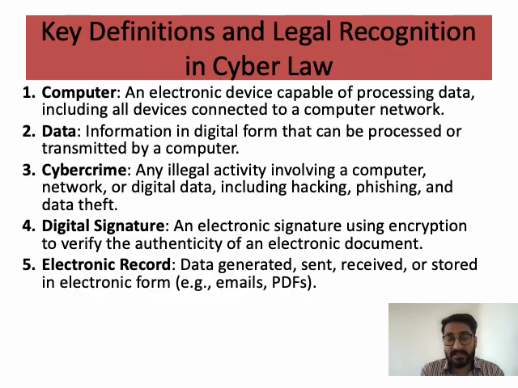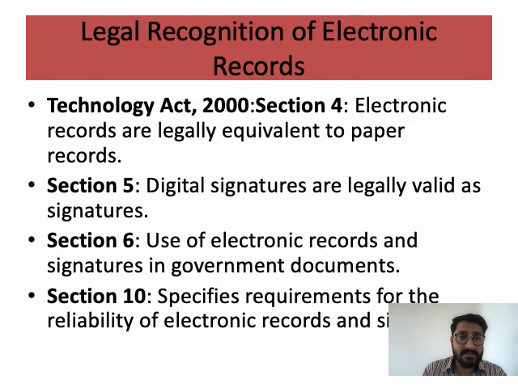Again, we have the digital signature and electronic signature, using encryption to verify the authenticity of an electronic document. Again, we have the electronic record. An electronic record can be anything like data generated, sent, received, or stored in electronic form. Like we often receive an email, WhatsApp messages, PDFs or Word files. All these are considered to be electronic records.